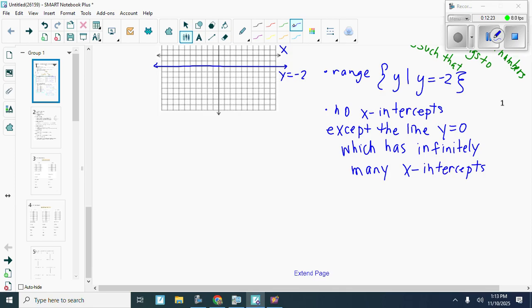Hey guys, so this is interesting to note. There are no x-intercepts in our example here. The only time that there would be an x-intercept is if the horizontal line was actually y equals 0, in which case it would have infinitely many x-intercepts because any point of x would be considered an intercept.